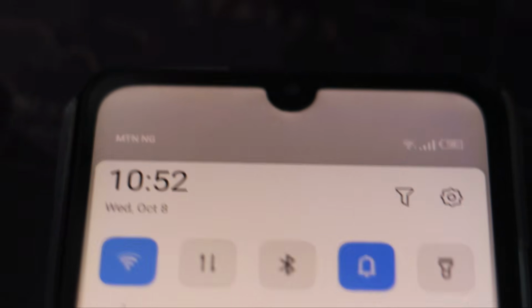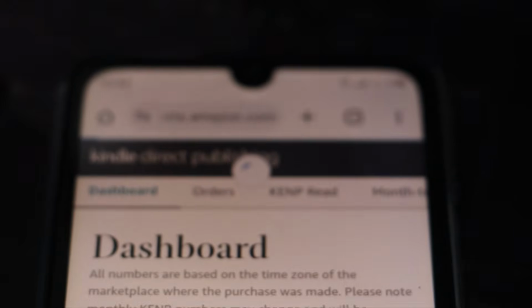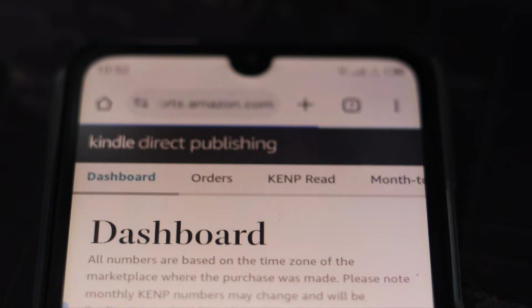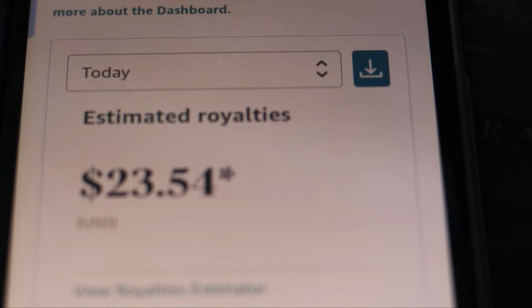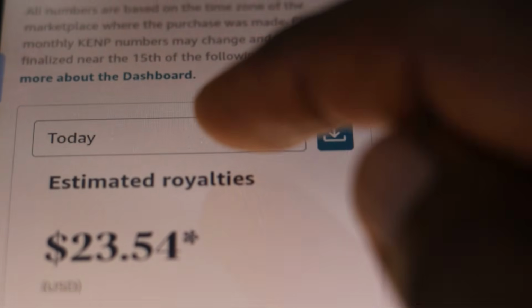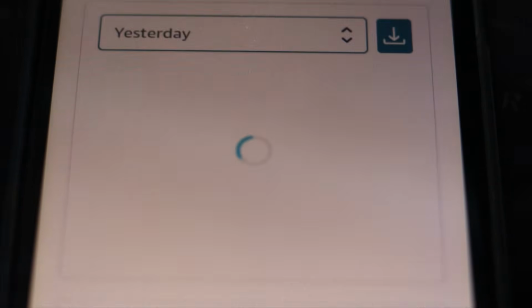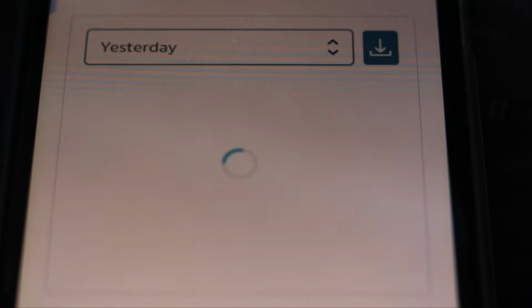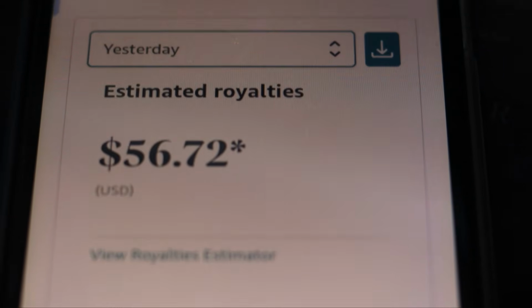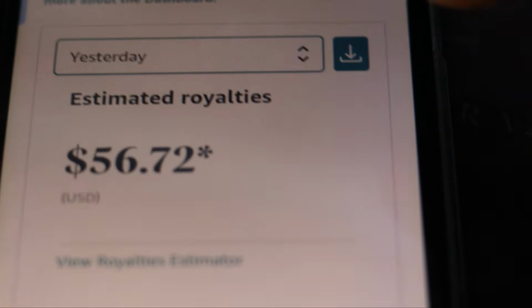So now for the last day, you can see this is the 8th of October. And now we are going to check how much we have possibly made so far. And now we're looking at our previous day sales. So let's see what it is. So for today, which is the 8th already, we already have $23.54. But let's see how much we made yesterday. So yesterday we made, how much did we make? $56.72. So that's how much we made yesterday.